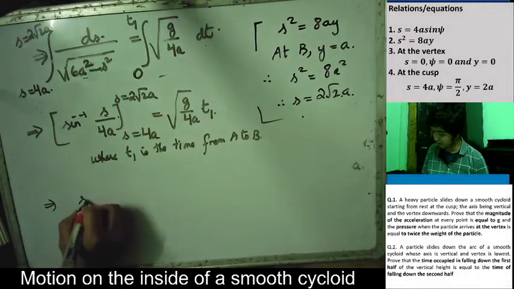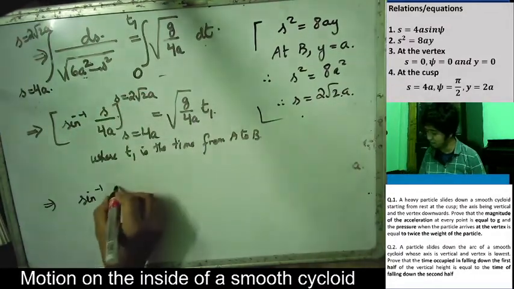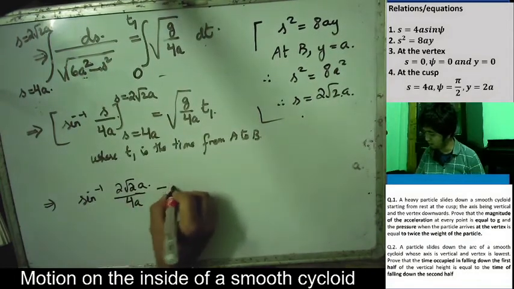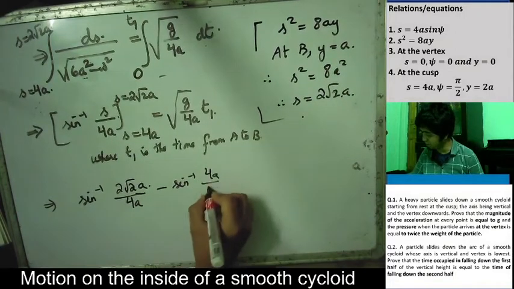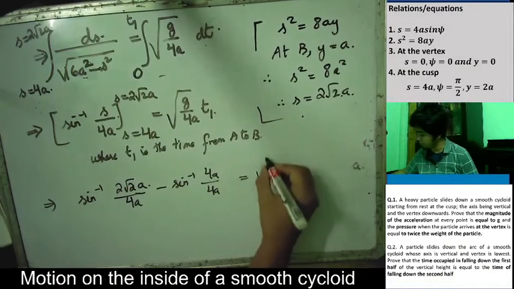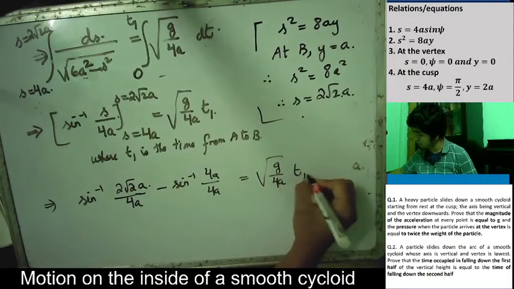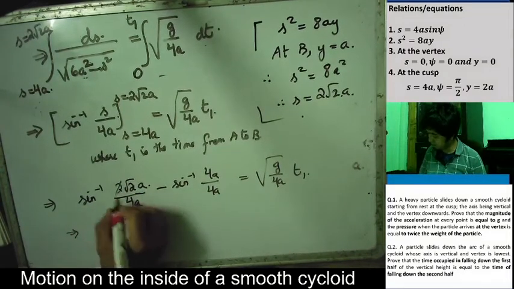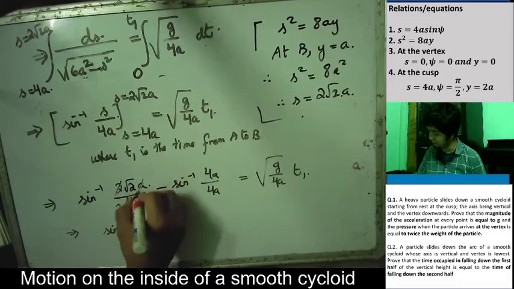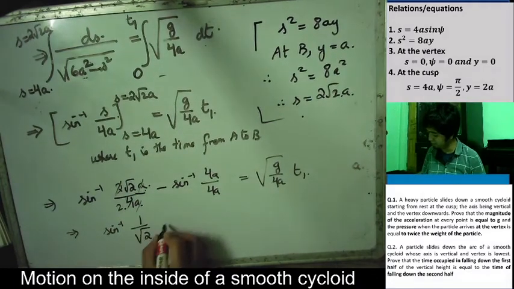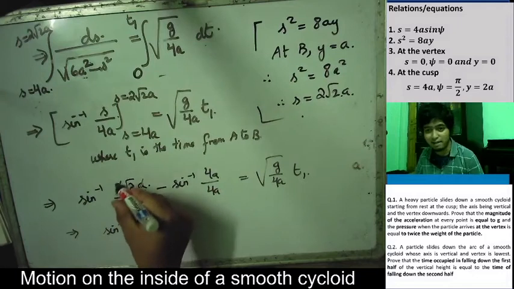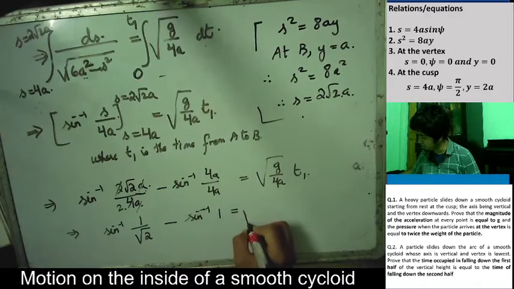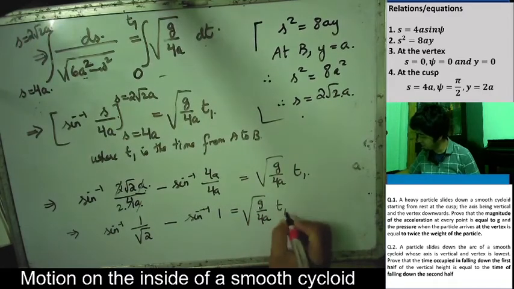So over here you can have sine inverse, substitute the limits, 2 root 2a upon 4a minus sine inverse of 4a upon 4a, equal to root g by 4a t1. So this one you will be having sine inverse of 2a upon 4a, the a's will get cancelled, 1 by root 2. After rationalizing, you will have this minus sine inverse 1 equal to root g upon 4a t1.